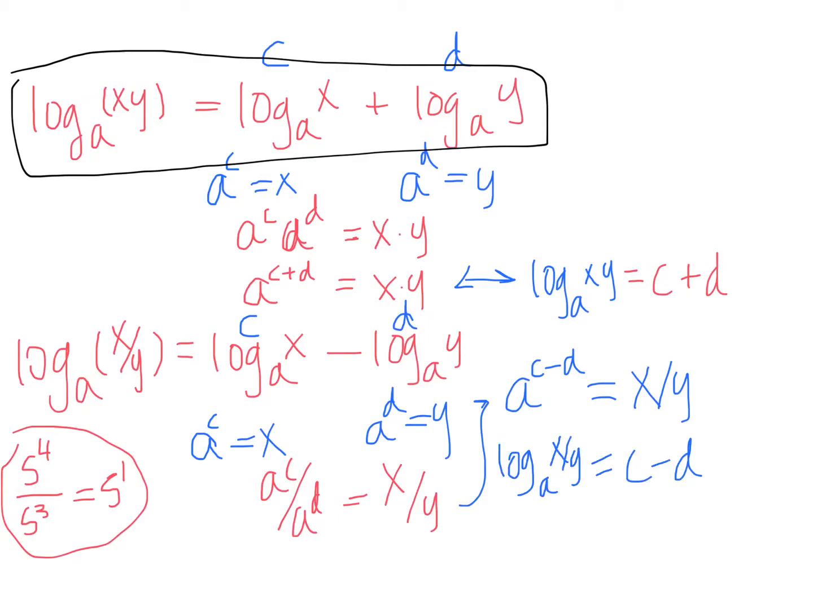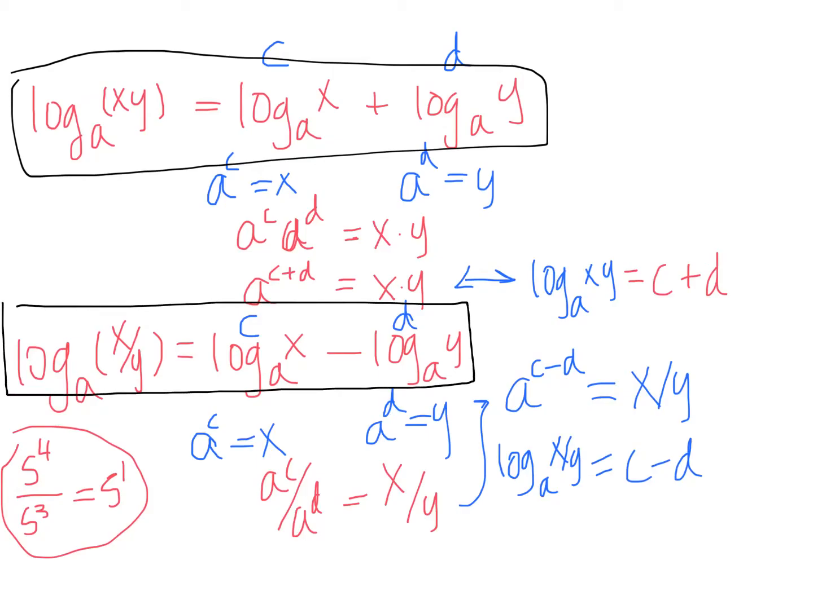The value to which I must raise a to get x over y is, well, what is that? c minus d. And so if I go back to my original situation, notice that the log base a of x is c, and the log base a of y is d. That's what we name them. And so by going through this algebra, we've shown that c minus d, or log base a of x minus log base a of y, is in fact the log base a of x over y.